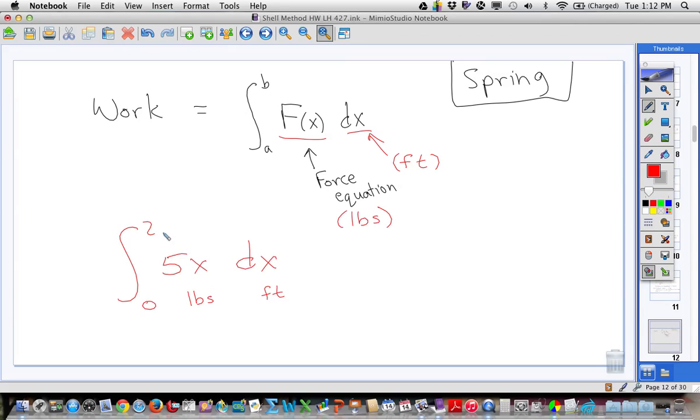If you did the integral from 3 to 5, that would be different. That would mean you went from a stretch of 3 feet to a stretch of 5 feet. And that's not what we had in this problem. We started with 0 feet stretched out to 2 feet stretched.